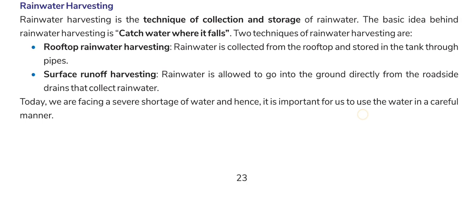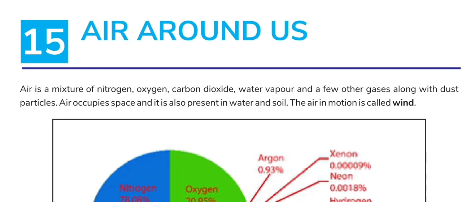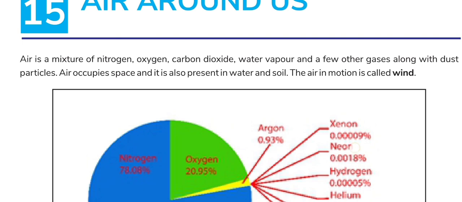Today, we are facing a severe shortage of water, and hence, it is important for us to use the water in a careful manner. Air is a mixture of nitrogen, oxygen, carbon dioxide, water vapor, and a few other gases along with dust particles. Air occupies space, and it is also present in water and soil. The air in motion is called wind.